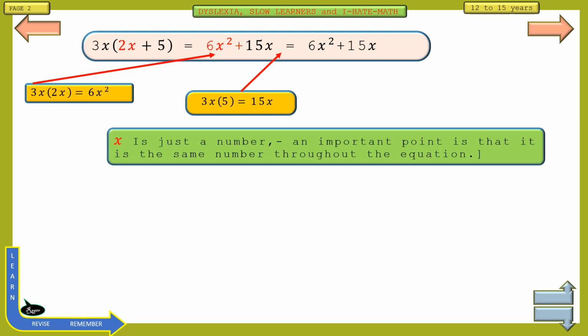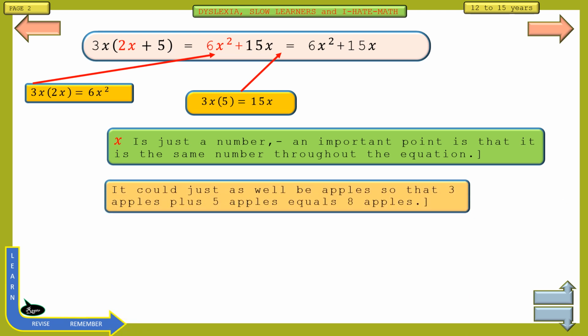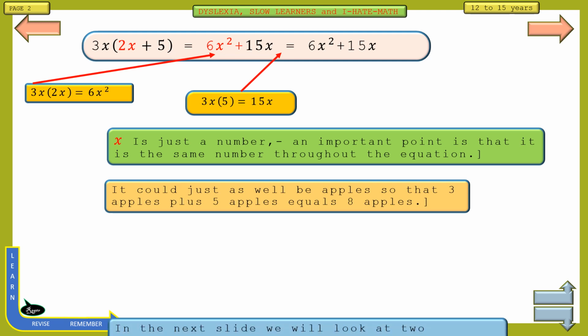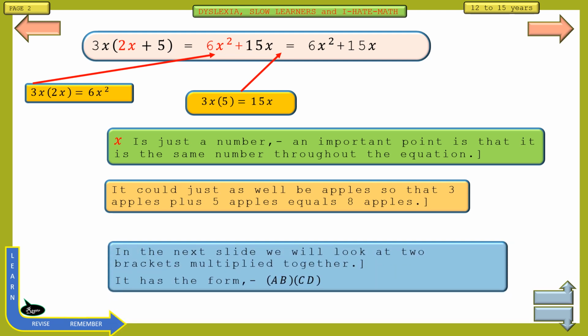x is just representing a number. An important point is that it is the same number throughout the equation. It could just as well be apples, so that 3 apples plus 5 apples equals 8 apples. And there are no oranges. Silly, isn't it? In the next slide, we will look at 2 brackets multiplied together.